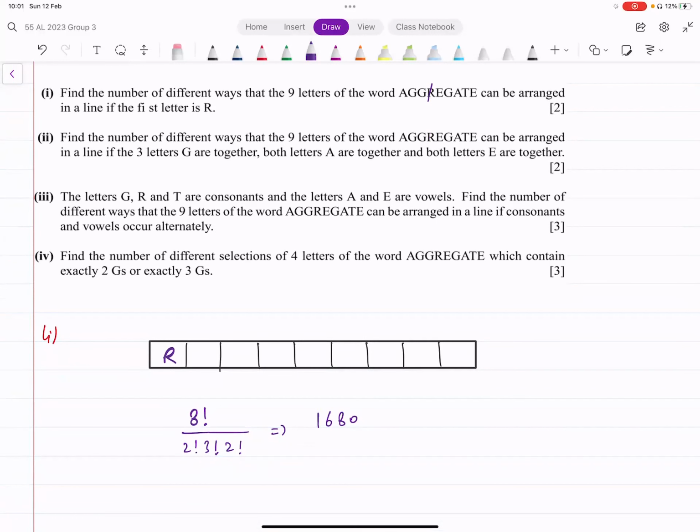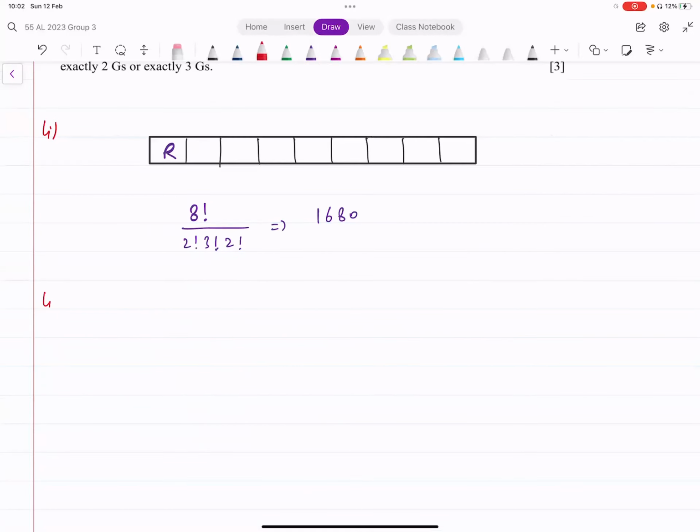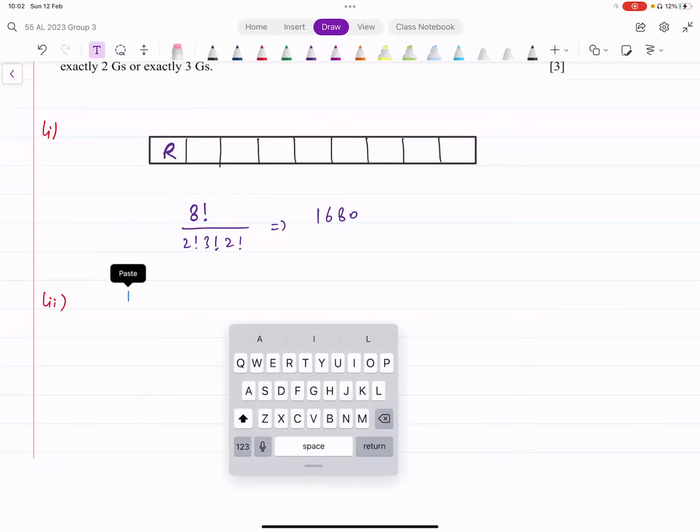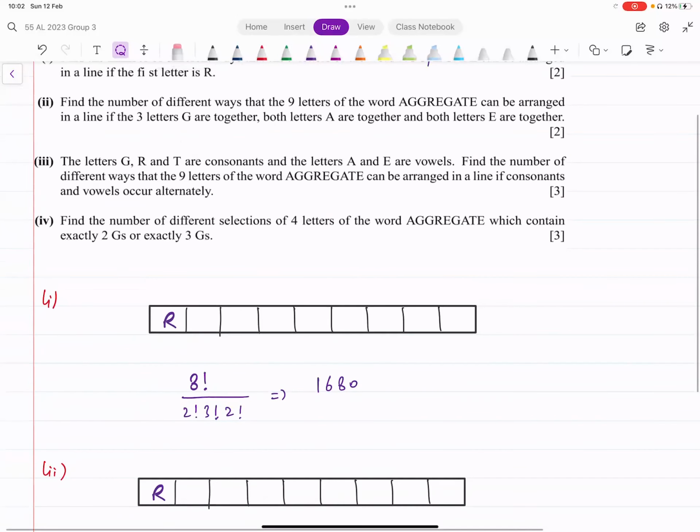Find the number of different ways that the 9 letters of the word aggregate can be arranged if the 3 letters G are together, both letters A are together, and both letters E are together. Now, again, we've done a number of such problems. Let's do this quickly. We want all of those identical letters together. So how many places do we have again? We had 9 places.